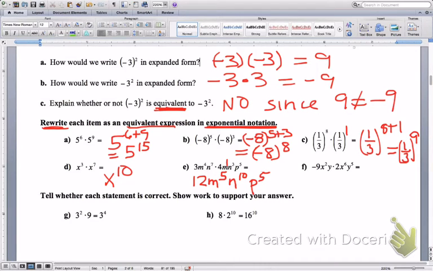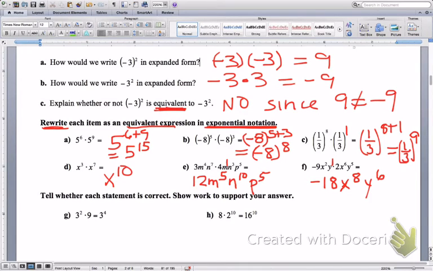We have a negative 9 and a 2. Those are regular numbers. We multiply them as regular, 18. The x's, we combine them by adding the exponents. 6 and 2 gives us 8. The y's, we add the powers as well. The first one has an invisible 1, so we add 1 and 5, we get 6. So this is how we rewrite using the rule. So let's go ahead and move on to the next one.